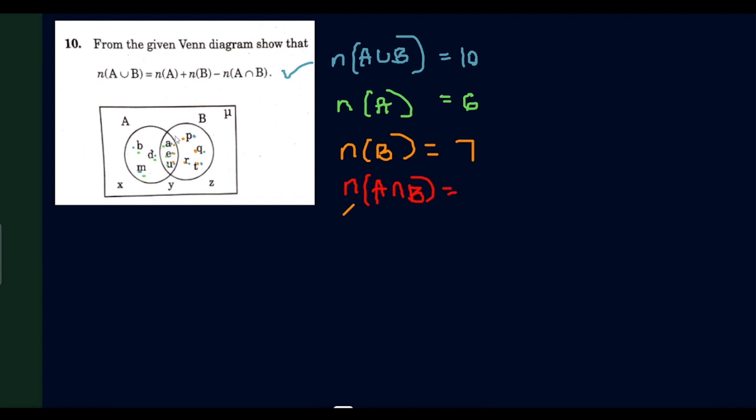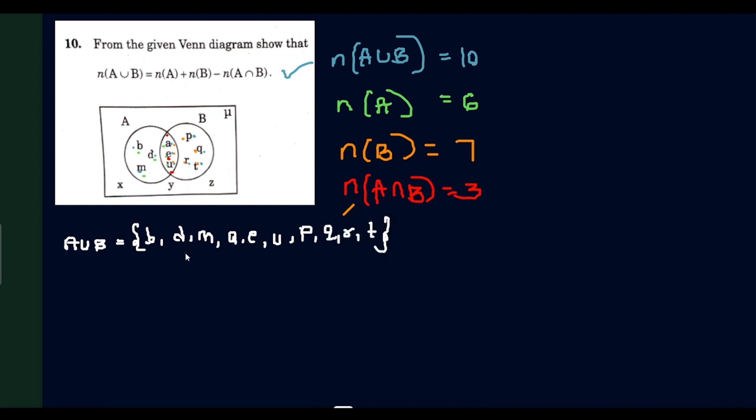So what is A intersection B? Isn't it 1, 2, 3? Okay, so these are 3. And it's better if you write what is A union B and A and B. Let's write that because it is for 4 marks, so we need to make sure that we write every single set. So A union B, we'll get B, D, M, A, E, U, P, Q, R, T.